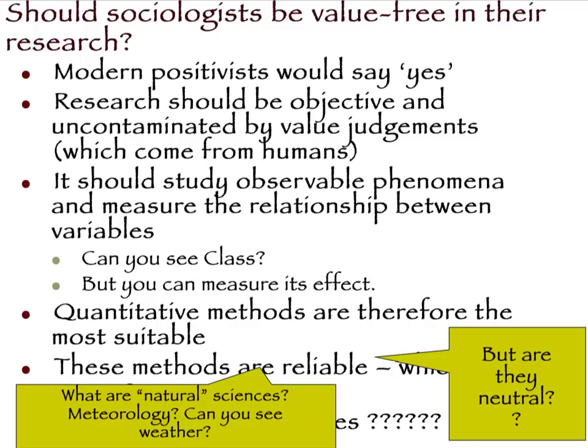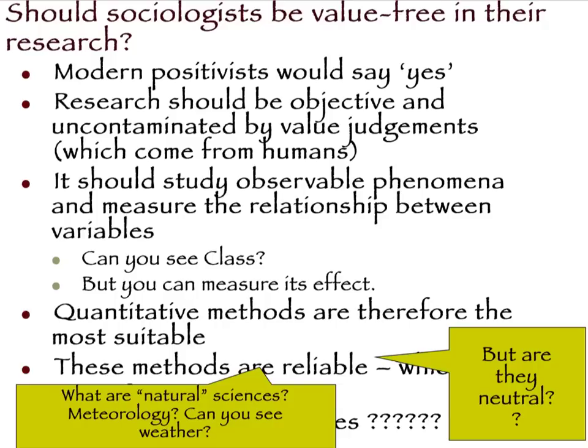So, should sociologists be value-free in their research? Now, modern positivists would say yes, certainly. And they would take it a step further. They argued that research should be objective and uncontaminated by value judgments, which come from humans.